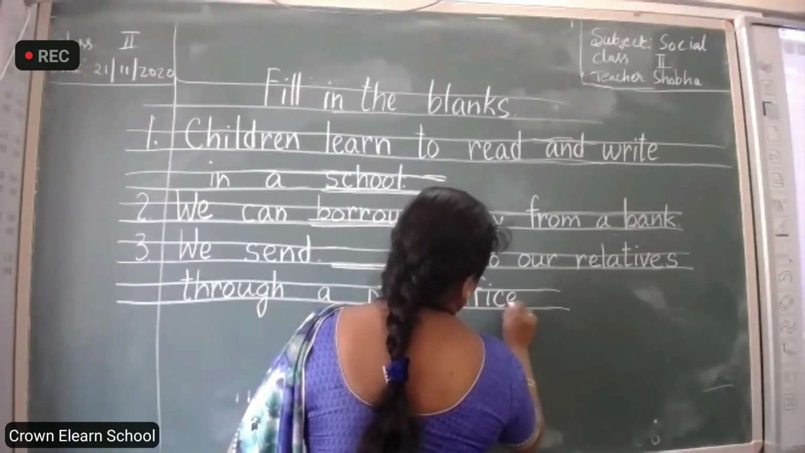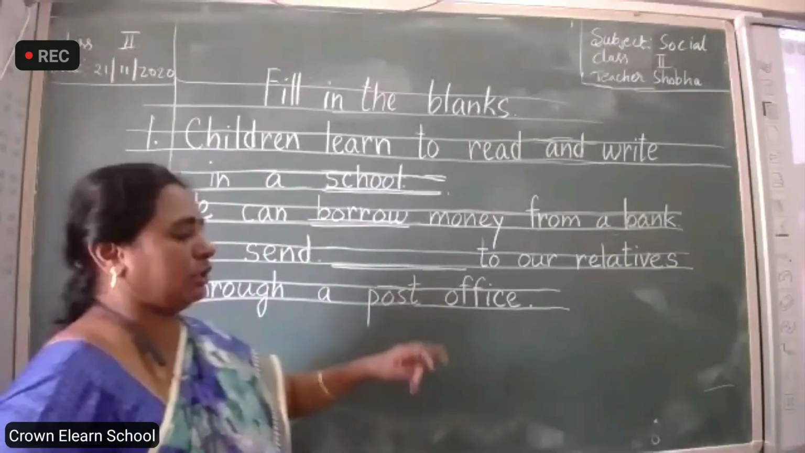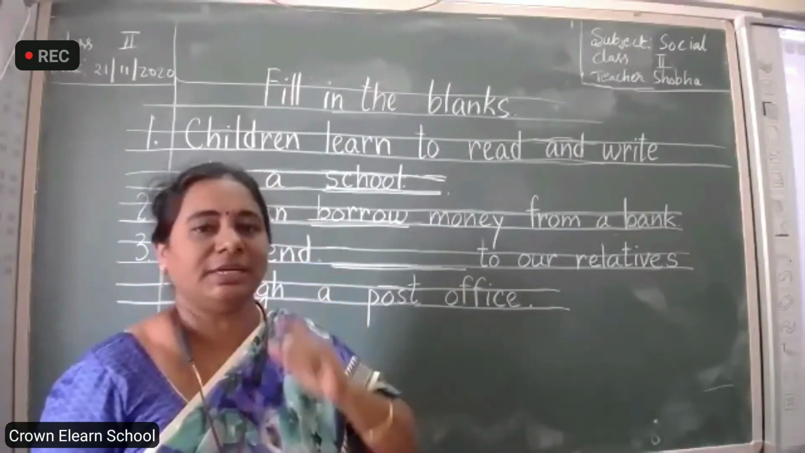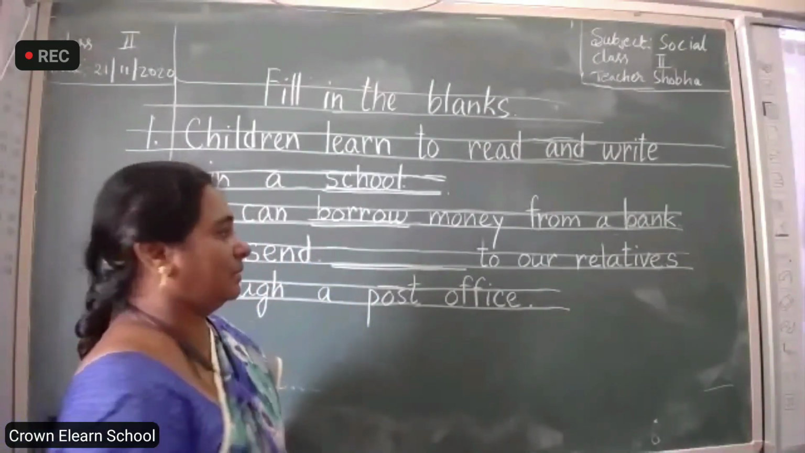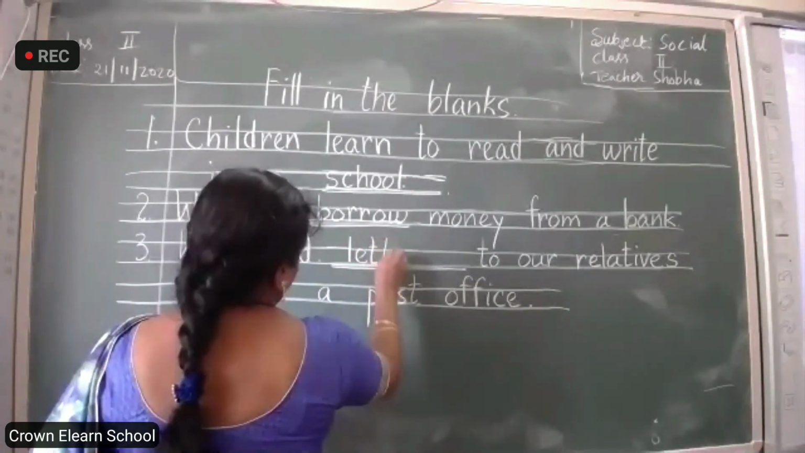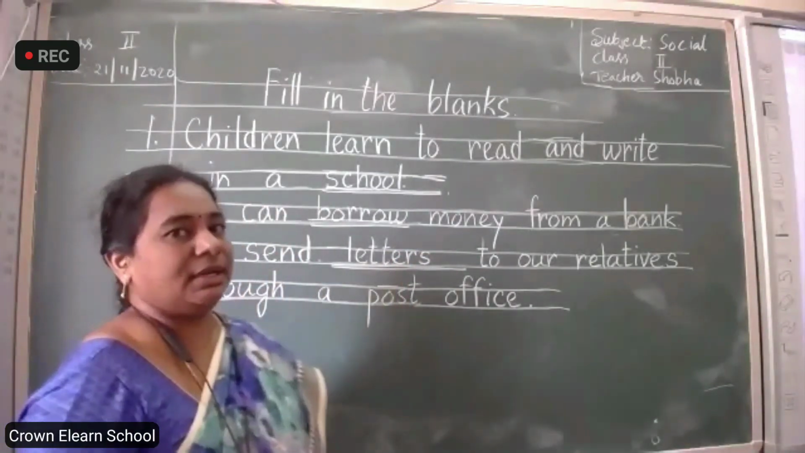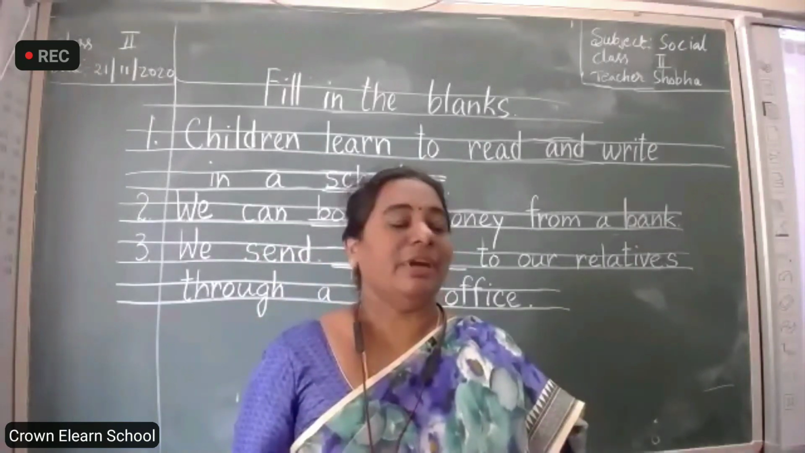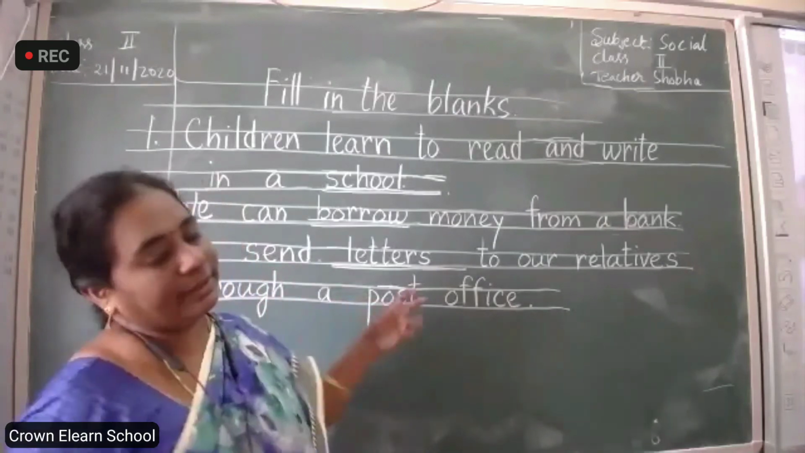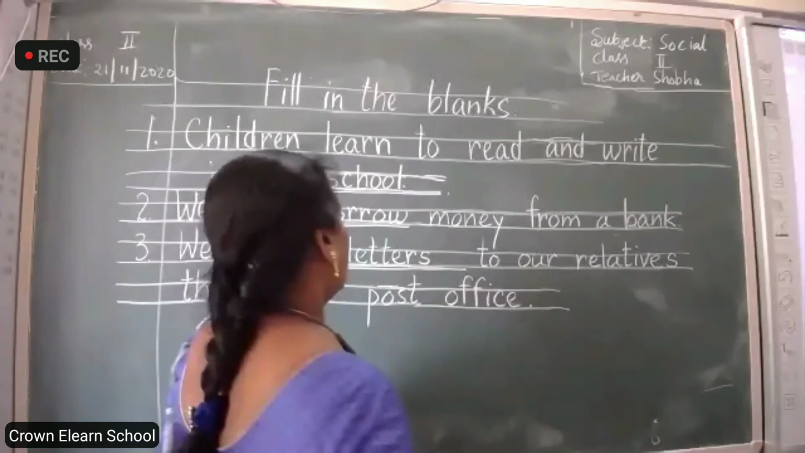P-O-S-T-O-F-F-I-C-E. So we send dash to our relatives through a post office. What do we send and receive through a post office, children? Letters. So the answer is letters. L-E-T-T-E-R-S. Letters, inland covers, envelope covers, greeting cards, all these. We send and receive to and from our neighbors through a post office.